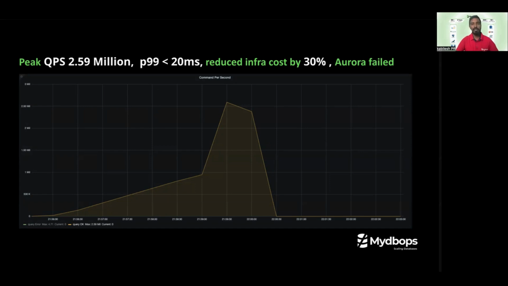And for the same test, we wanted to do it in Aurora. Obviously, Aurora failed. That means the latency was very high and the application was not able to complete its operation. It failed completely, miserably. And next, we'll discuss the third and final case study.